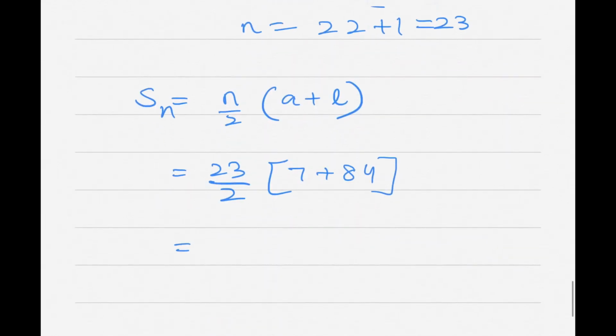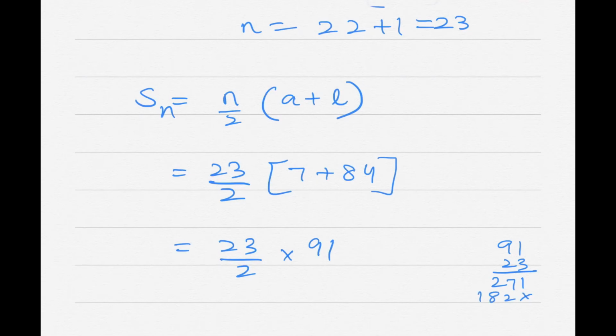Okay, so how much is this now? 23/2 into 7 and 4, so 91, correct? Now there is no common factor, so I think we need to multiply only. So let's multiply 23 and 91.